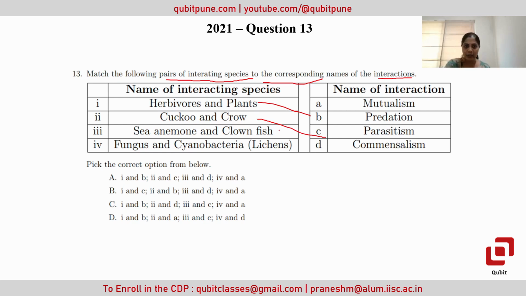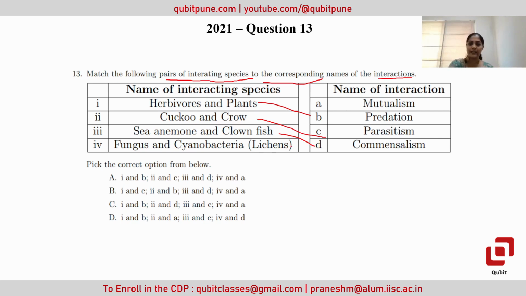Then sea anemone and clownfish is an example of commensalism. Here the sea anemone and clownfish are in association with each other, where the clownfish gets advantages from the sea anemone. However, the sea anemone is neither affected nor harmed. So this is a commensal kind of relationship.